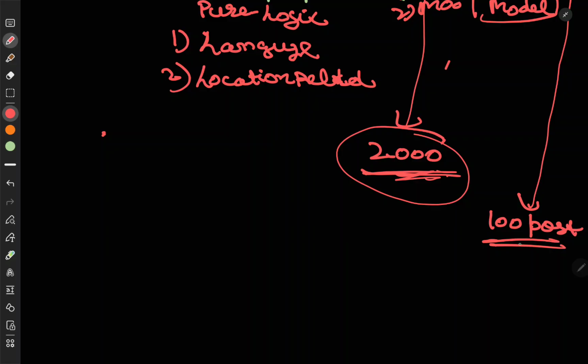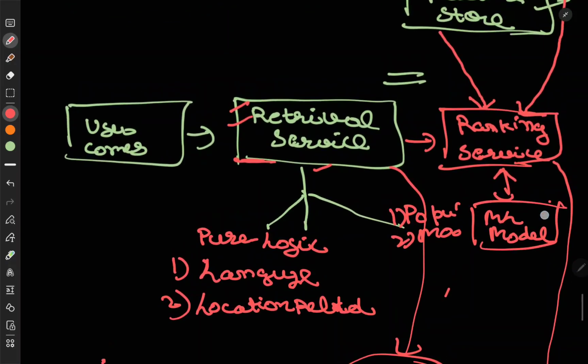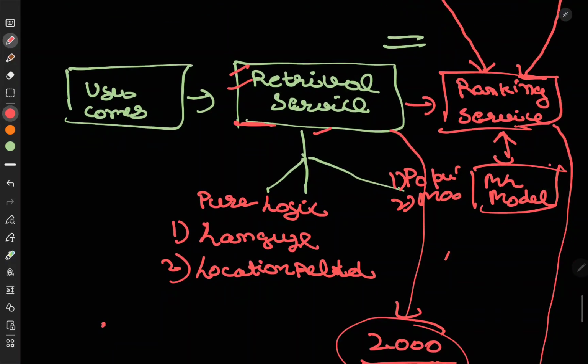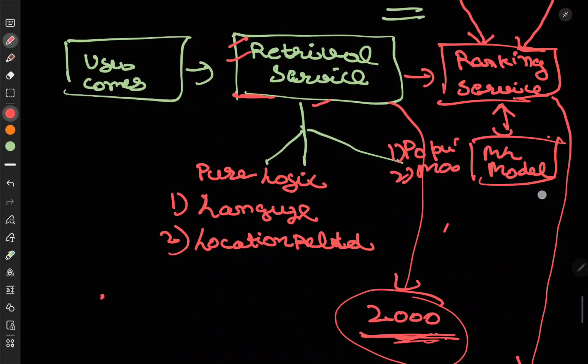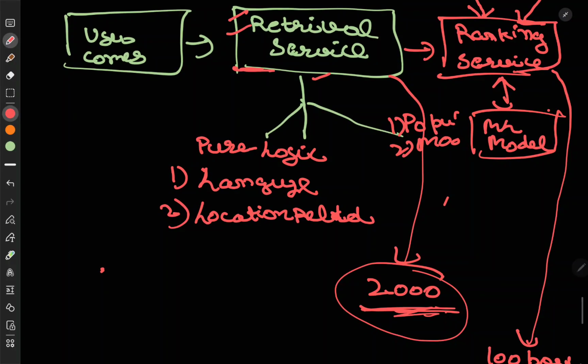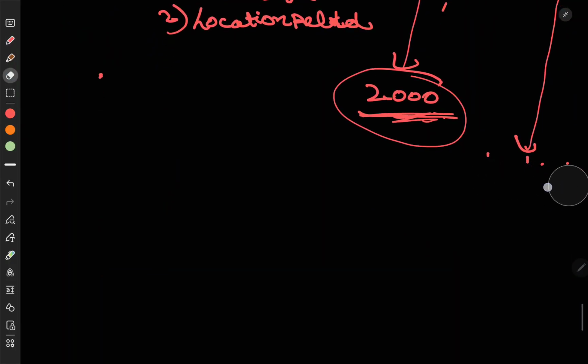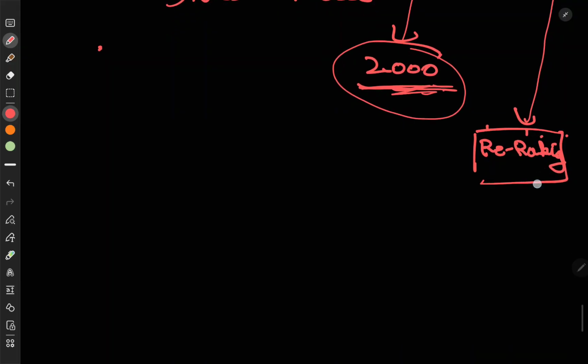And once we have these 100 posts, what we need to do is, see, in these 100 posts, let's say there is a user who likes posts by Virat Kohli, but it doesn't mean we just show him posts related to Virat Kohli. So we need some logic here. After this ranking service, we can have a re-ranking service which will take care of this. This is again business logic.